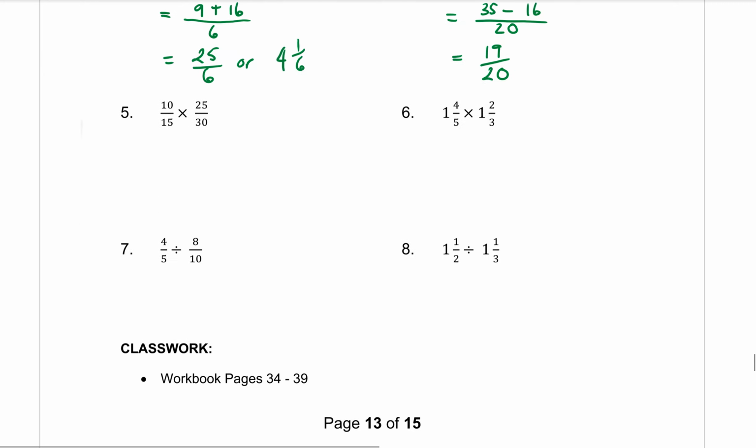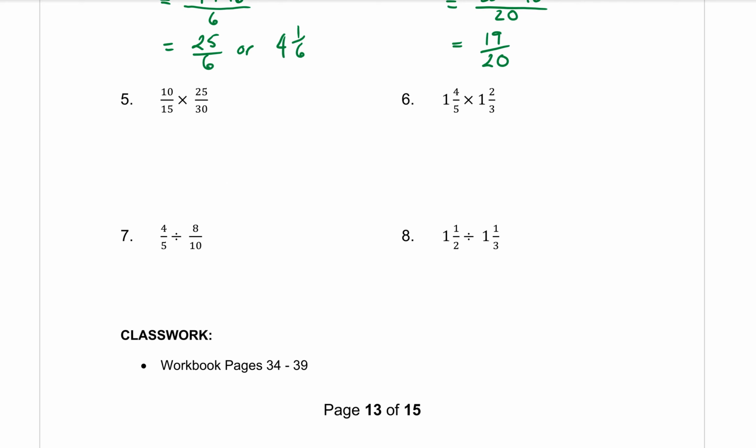Question 5. Looking at the sign, it is multiplying. So a complete change of strategy here. We do not need to find a common denominator, but we want to try to cancel. So we're looking diagonally to find things that we can cancel off. The 10 and the 30. We can divide each of those by 10. 10 divided by 10 goes once. 30 divided by 10 goes 3 times. Looking diagonally the other way, the 15 and the 25, we can divide by 5. 15 divided by 5 is 3. 25 divided by 5 is 5.